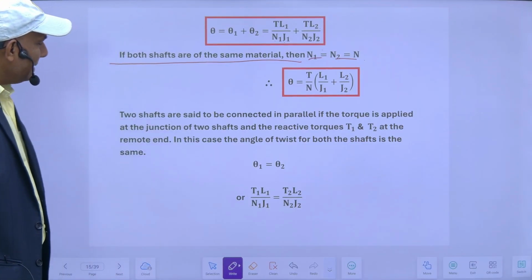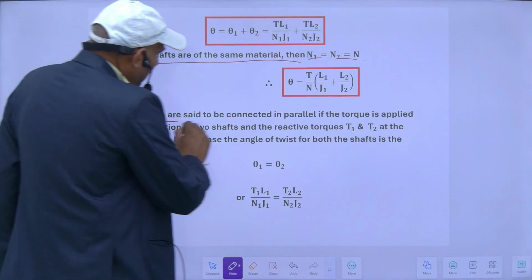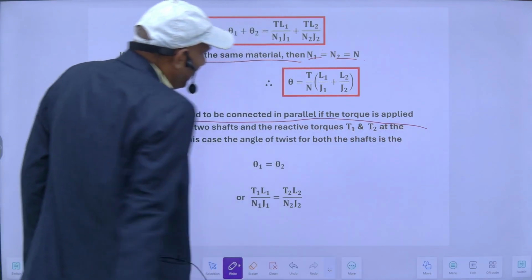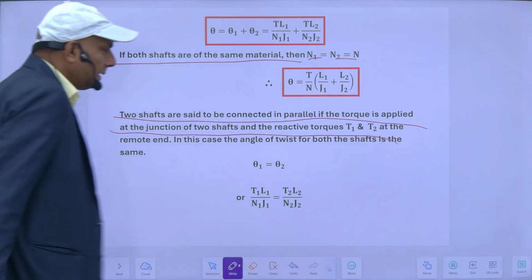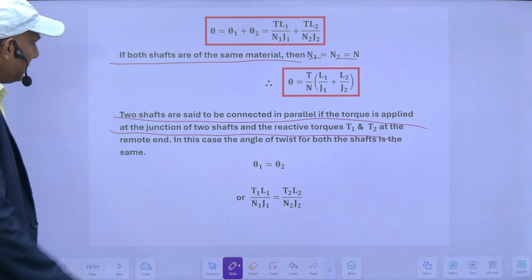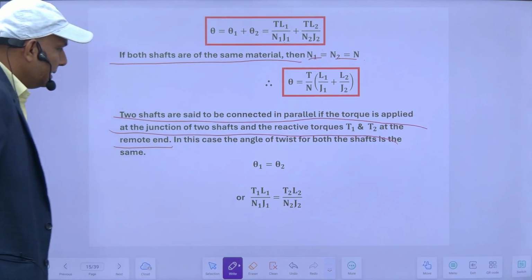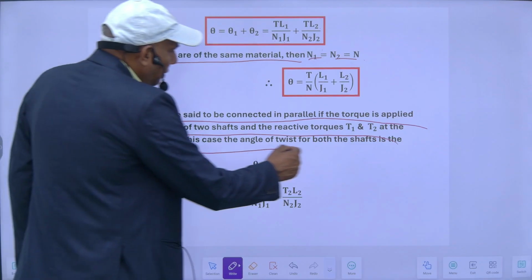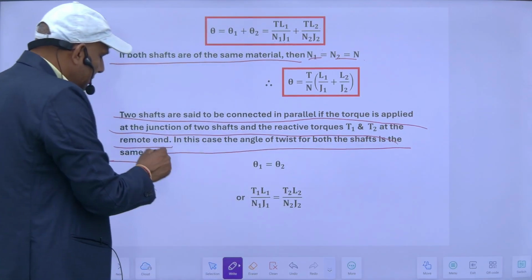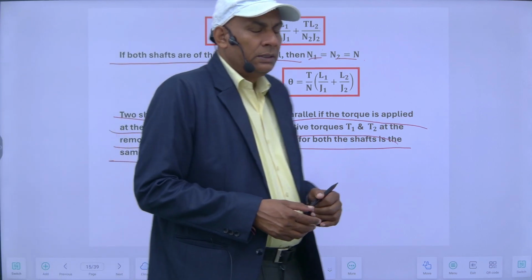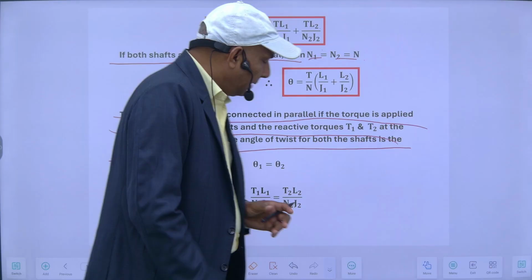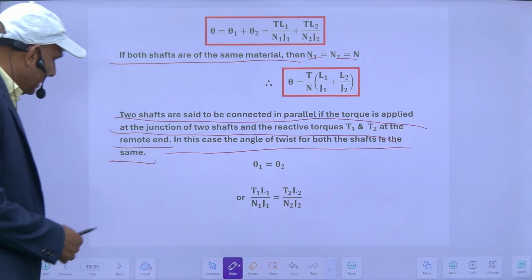Now the second case is that two shafts are said to be connected in parallel if the applied torque is applied at the junction of the two shafts and the reactive torques T1 and T2 at the remote end. In this case, the angle of twist for both the shafts is same. This is exactly what I have explained in my derivations. So that was the case of parallel shaft, which I have explained here.